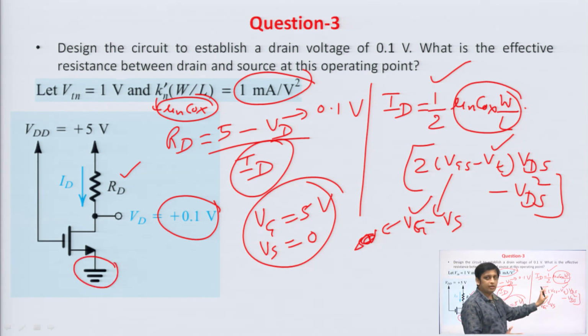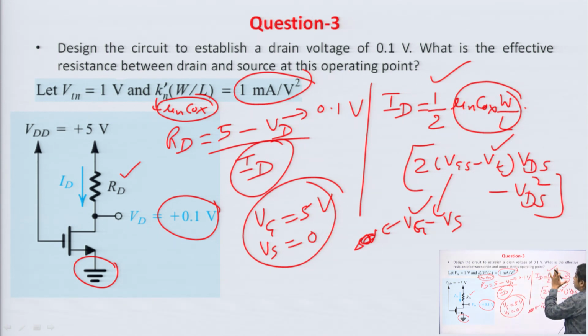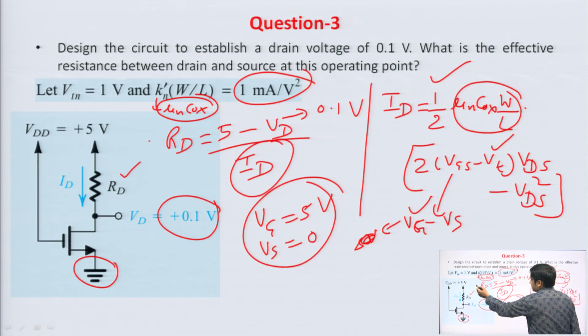So, one equation, one unknown, all the parameters are given. So, just put all the parameters in this equation and find out the value of the drain current. Once we get the value of the drain current, just put it in this equation of Rd and calculate the value of Rd.